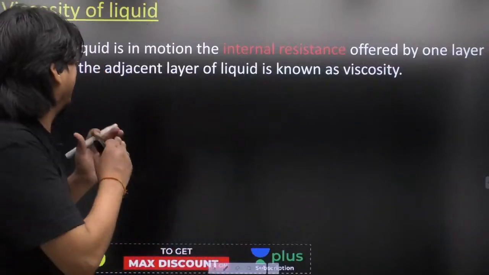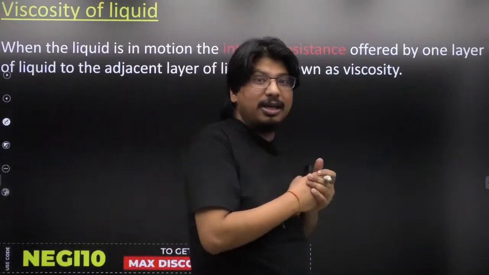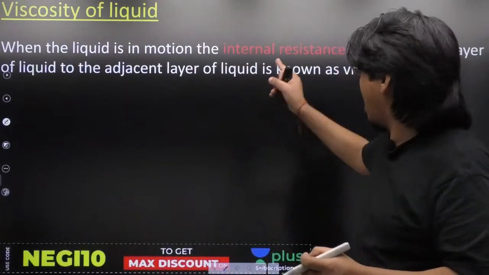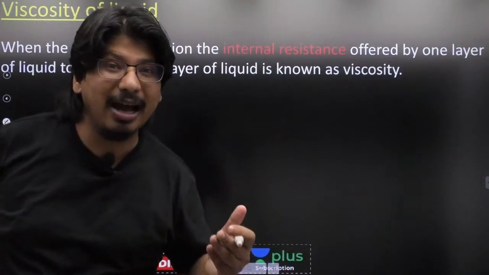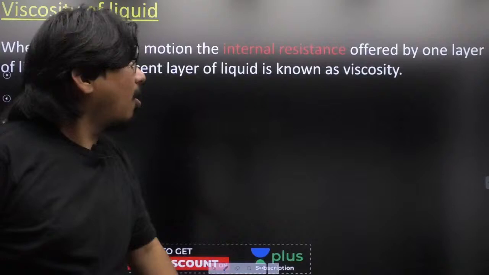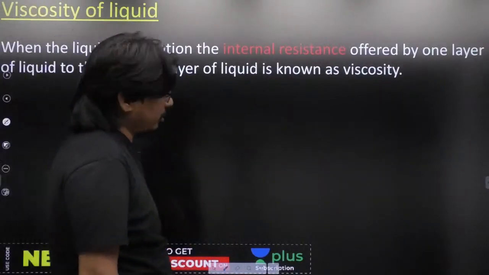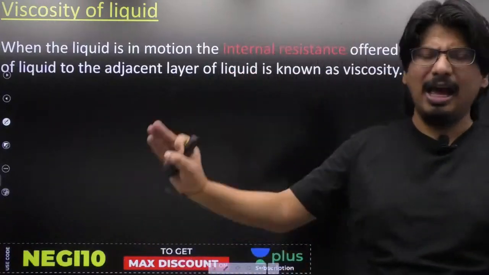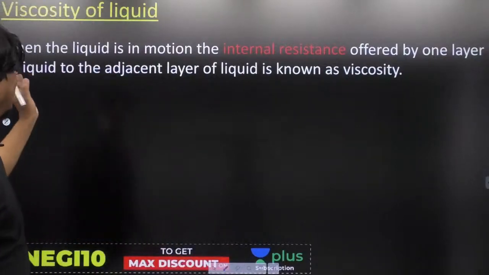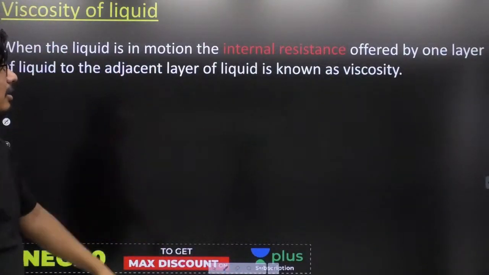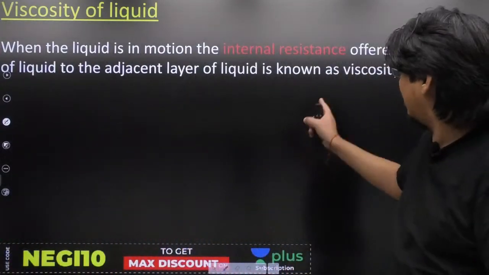It is when the liquid is in motion. The internal resistance offered by one fluid layer or one liquid layer to the adjacent layer of liquid is known as viscosity. Here I am talking about liquid basically. When the liquid is in motion, the internal resistance offered by one layer of liquid to the adjacent layer of liquid is known as what? Viscosity.